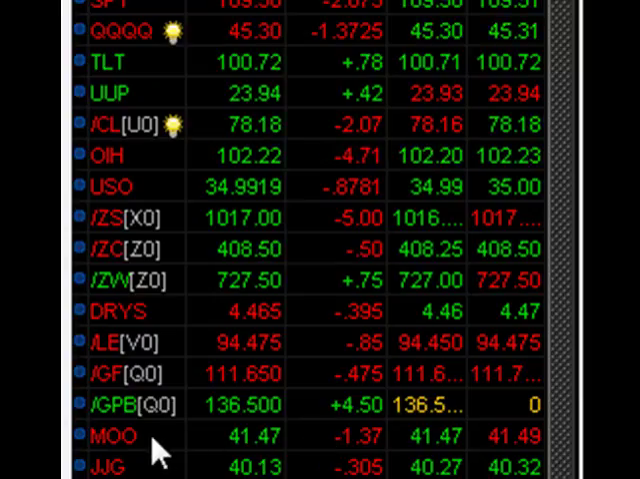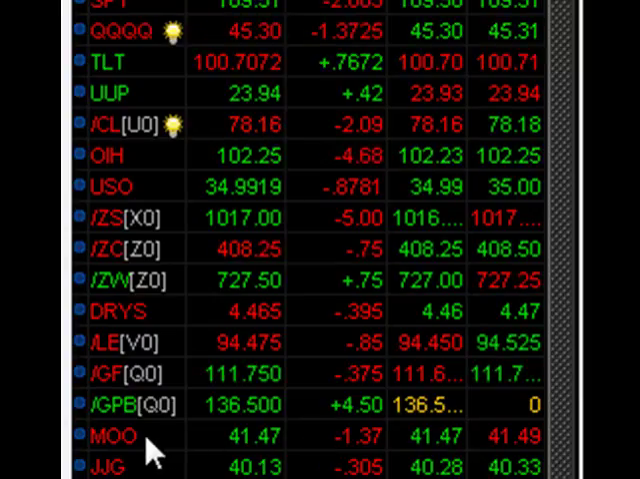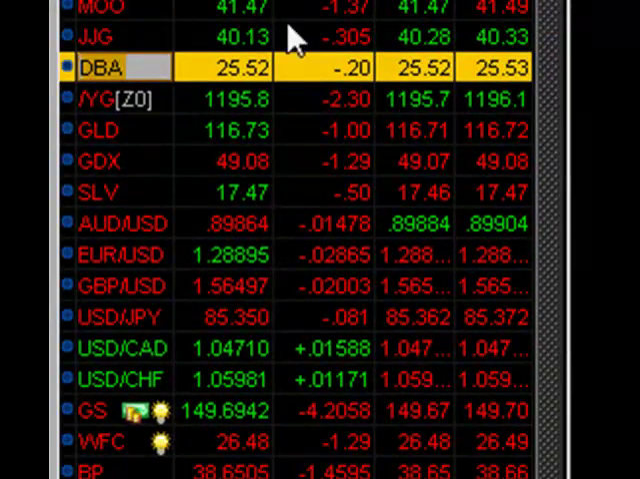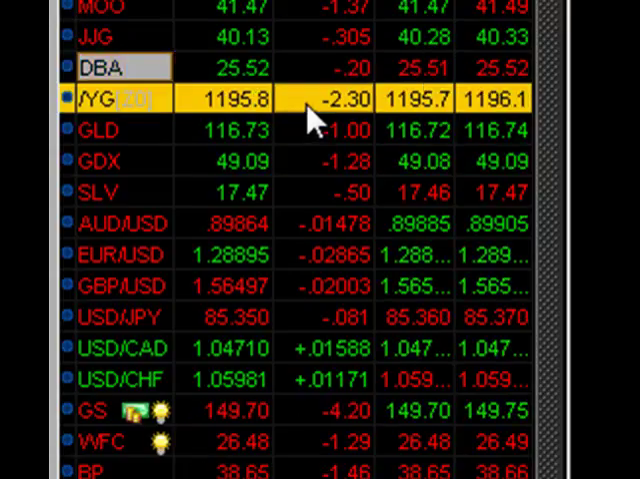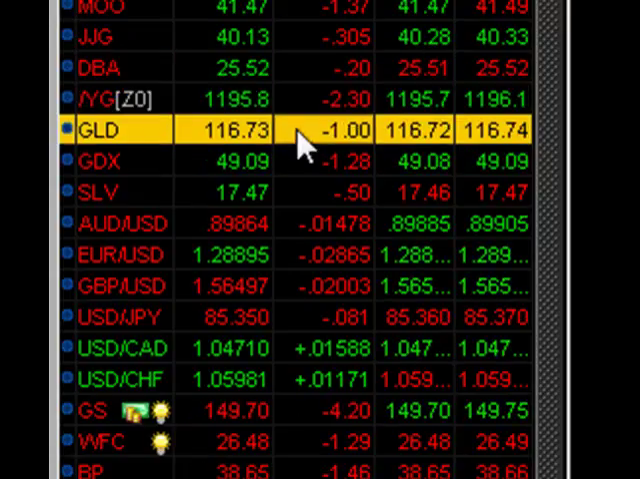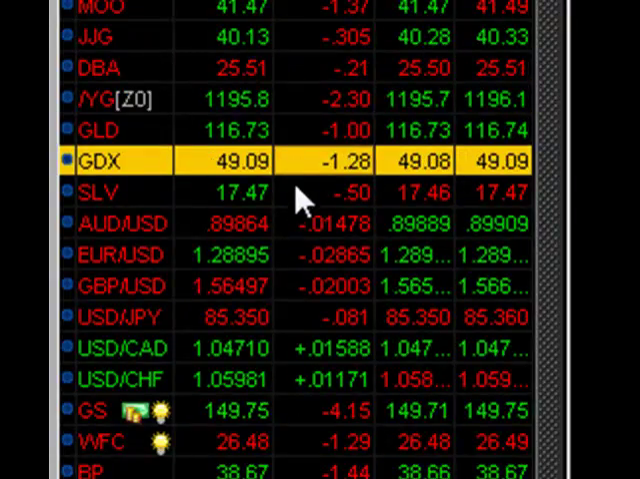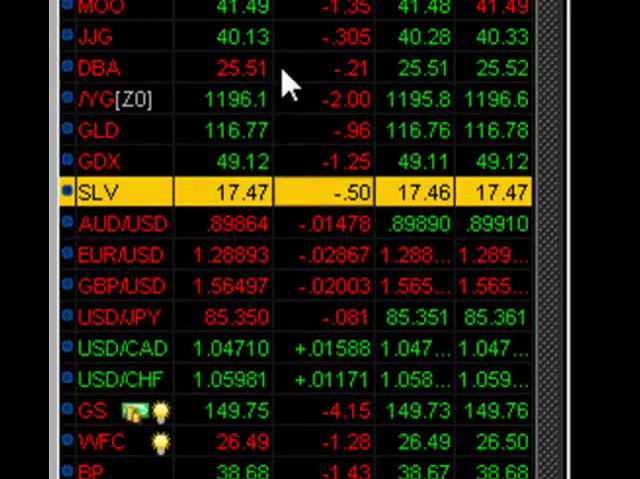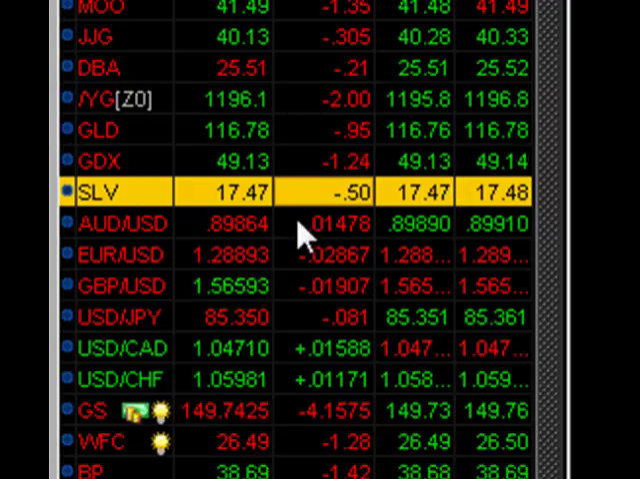Very interesting, isn't it? But then here's your counterparts, ETFs. Here's MOO, here's JJG, here's DBA, all red. Here's your gold: gold futures, GLD gold, GDX gold miners, SLV silver ETF, all red. Everything is red today. Everything is red.